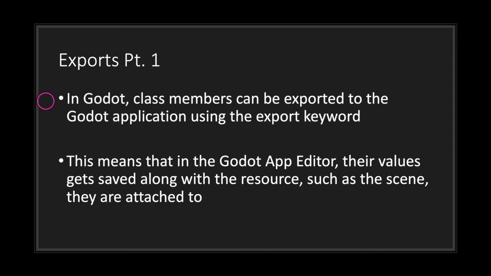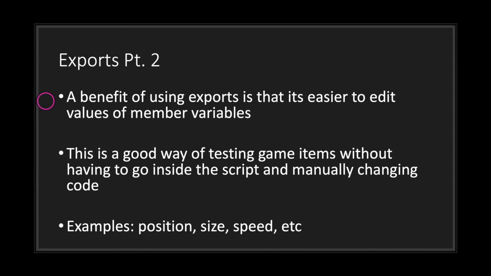Now, in Godot, class members can be exported to the Godot application using the export keyword. This means that in the Godot App Editor, their values get saved along with the resource, such as the scene they are attached to. A benefit of using exports is that it's easier to edit values of member variables. The export keyword is a good way of testing game items without having to go inside the script and manually changing code. Examples include position, size, and speed of your game objects.